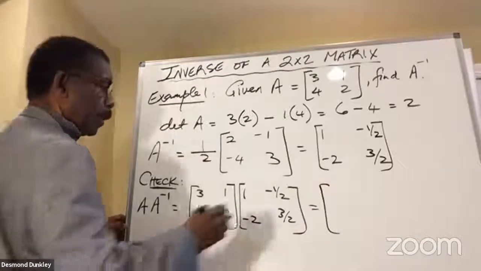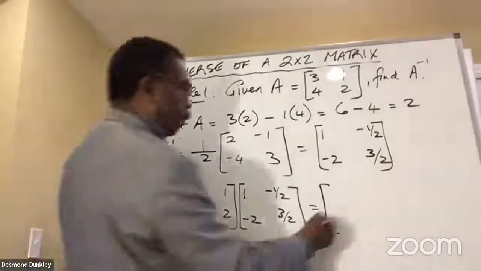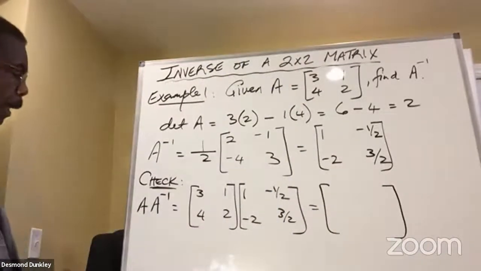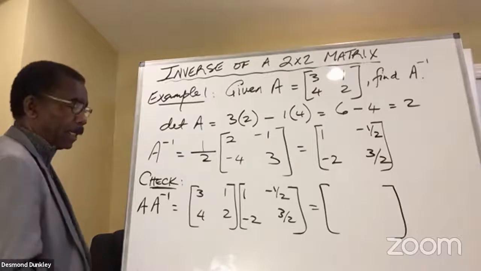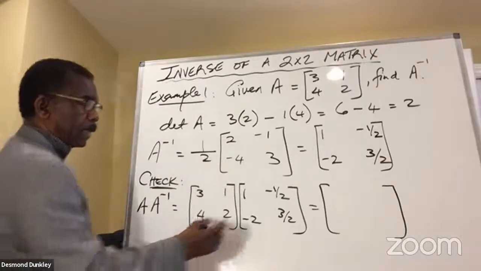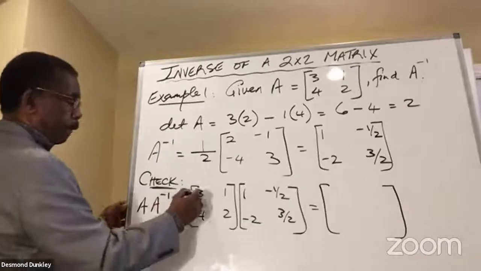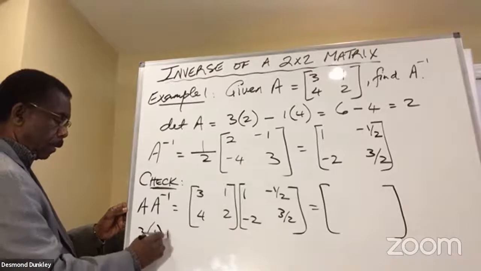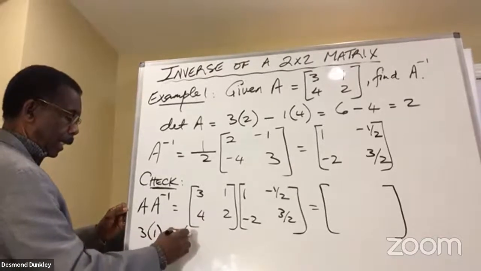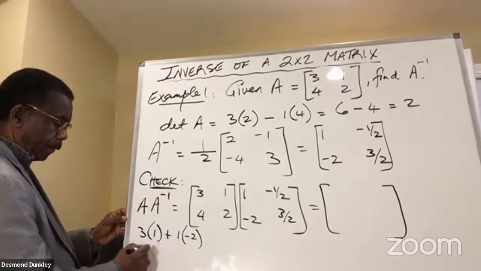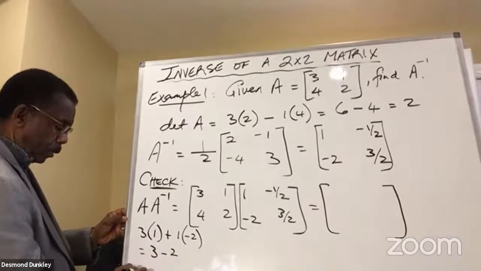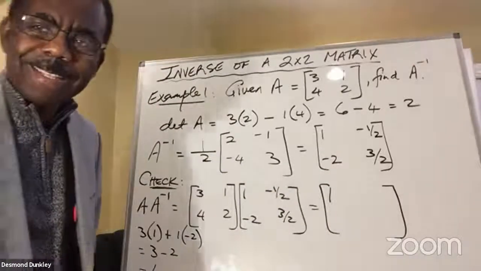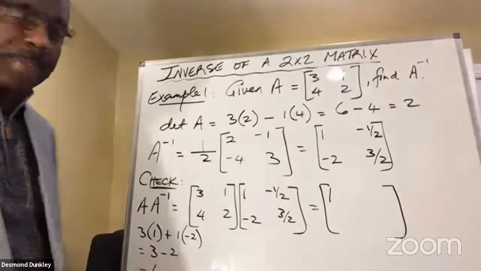So far so good. So we know that it's a 2 by 2 times a 2 by 2. The result is going to be a 2 by 2. Okay? And now we're ready to find what the result is going to be. So this is a 1, 1 entry. So it's the first row, first column. So we end up with 3 times 1 plus 1 times negative 2. That's going to give you 3 minus 2 equal to 1. Great start. I love it when that happens.